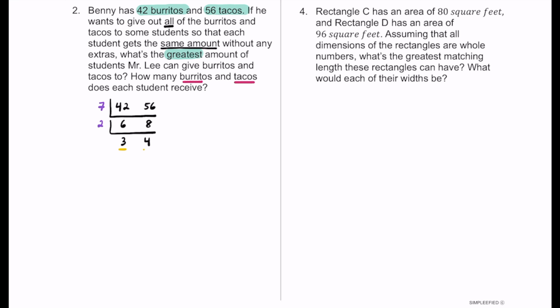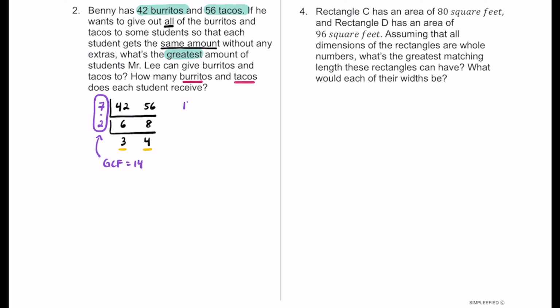And remember, 3 and 4 are relatively prime. And then our 7 and 2, or 7 multiplied by 2 on the side here, are going to tell us our GCF. So we're going to say 7 times 2, so our GCF here will be 14. Now what does that actually mean?